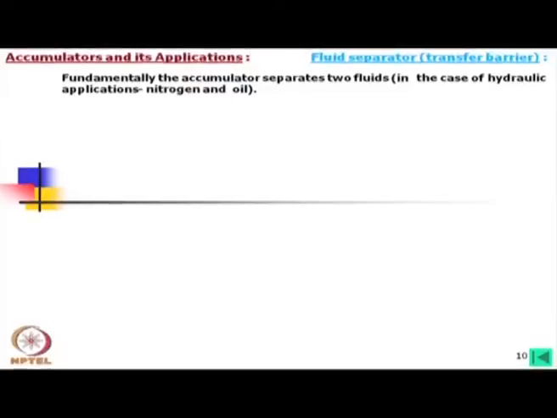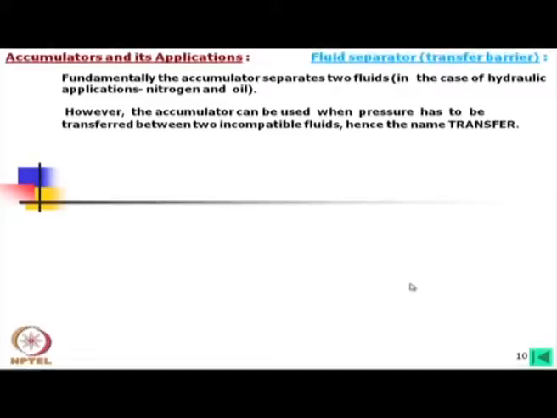Now, this is the fluid separator and transfer barrier. This is another application of such an accumulator. In that case, on two sides of the system there are two different fluids, and in between there is an accumulator. Fundamentally, the accumulator separates two fluids. In the case of hydraulic applications, say, nitrogen and oil. However, the accumulator can be used when pressure has to be transferred between two incompatible fluids, hence the name transfer.